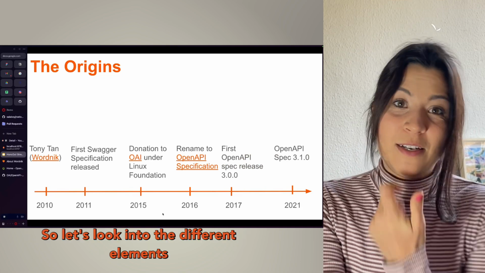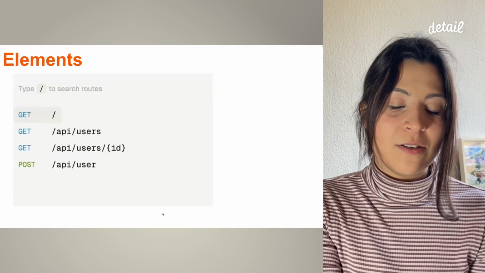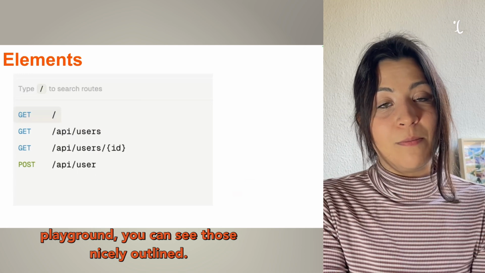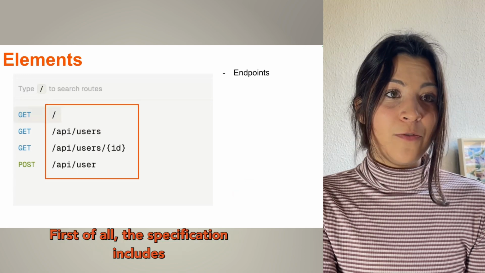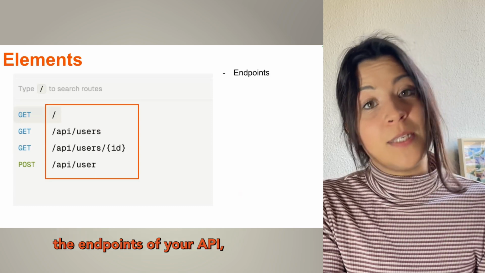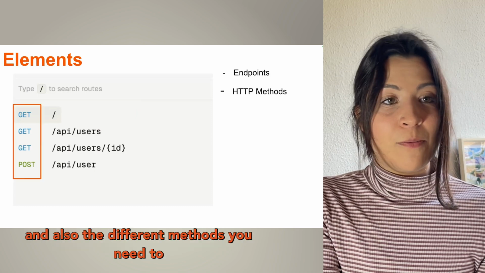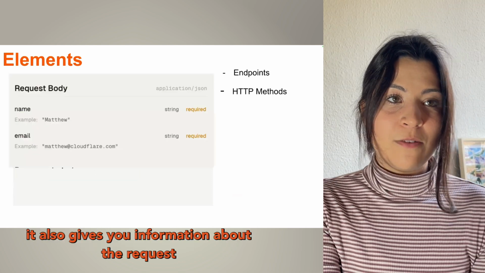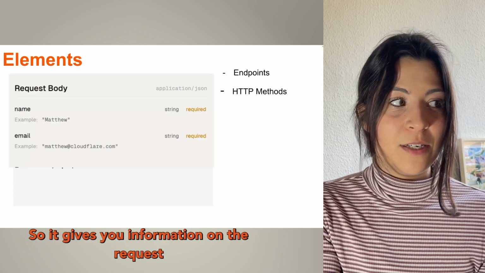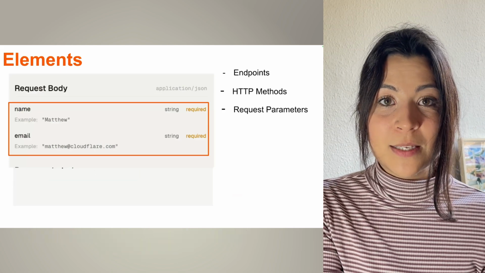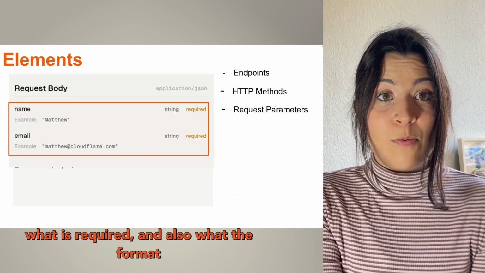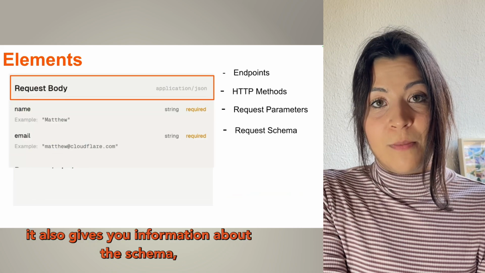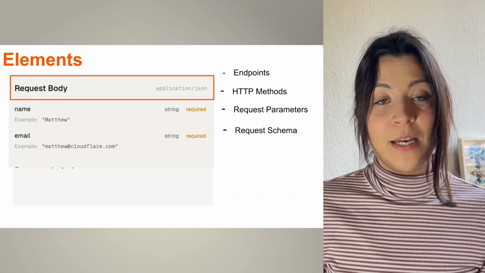So let's look into the different elements of the OpenAPI specification. For example, if you use a tool like the Fiberplane Playground, you can see those nicely outlined. First of all, the specification includes the endpoints of your API and also the different methods you need to call those endpoints. Then, besides the endpoints and methods, it also gives you information about the request body. So it gives you information on the request parameters, what is required, and also what the format of those parameters is. Then, additionally, it also gives you information about the schema, for example, in this case, application JSON.